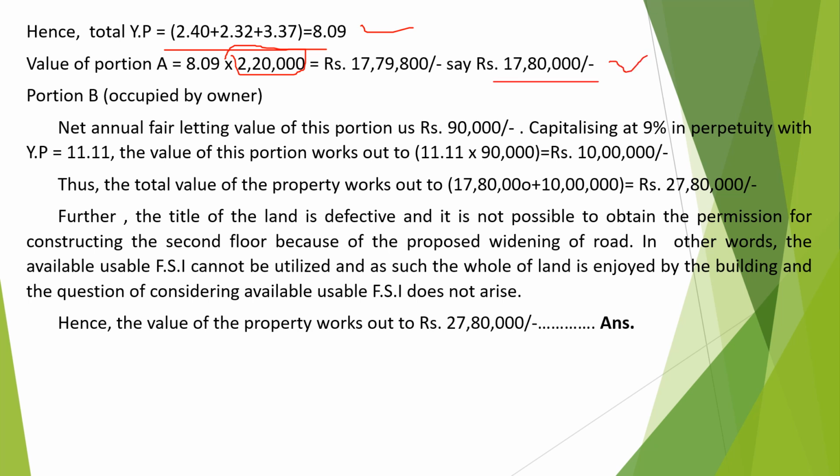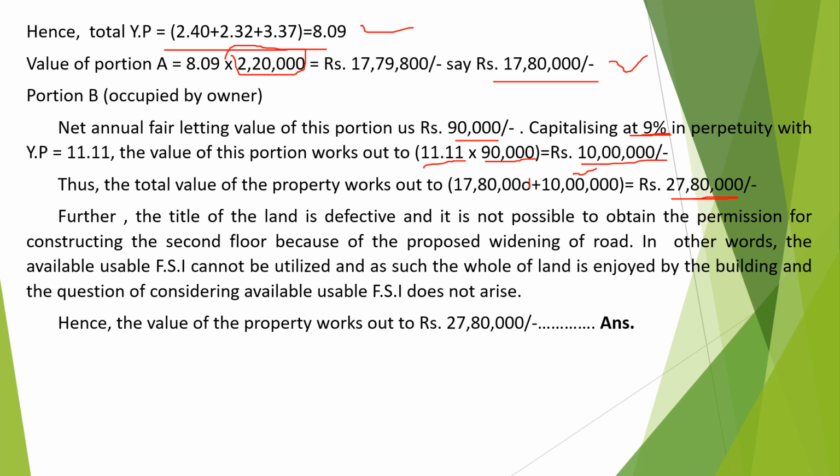And then for the owner occupied portion, letting value is given to you as 90,000. So let us assume 9% as the rate of return. So YP perpetual comes out to be 11.11 and multiplied with the net rent of 90,000, the value is 10 lakh. So for the rented portion the value is 17 lakh 80,000 and for the owner occupied portion it is 10 lakh. So the total value comes out to be 27 lakh 80,000.